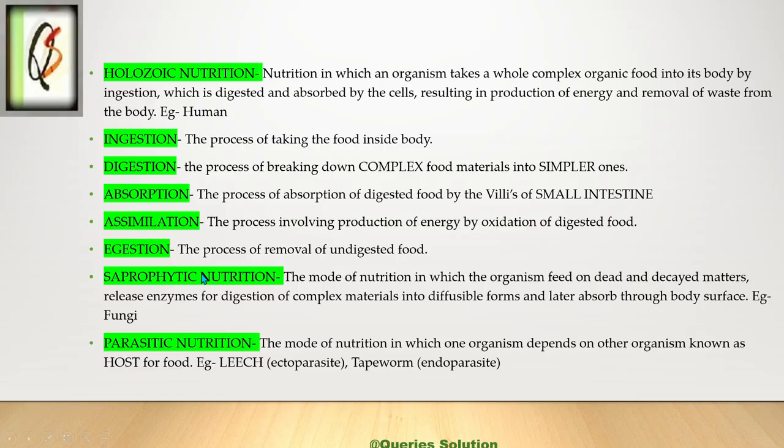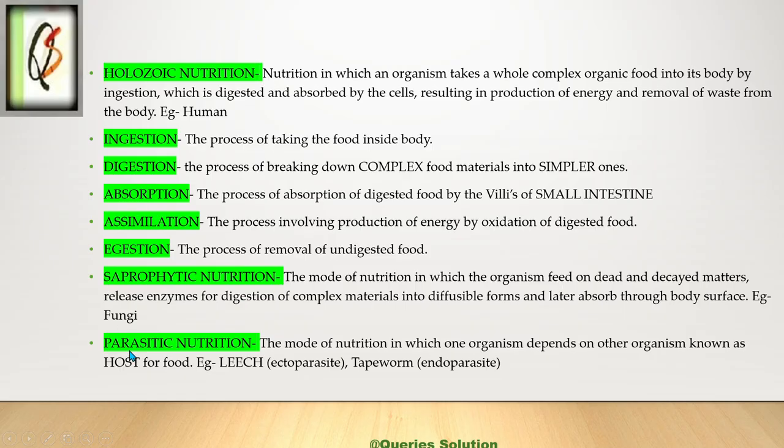Again, based on NCERT and CBSE, a small introduction is given regarding the different modes of nutrition also. So let us quickly check that out. What is saprophytic nutrition? The nutrition seen in the case of fungi. So what is that? The mode of nutrition in which the organisms feed on dead and decayed matter. This is very important. How does the organism obtain nutrition? They obtain the nutrition from dead and decayed matter by releasing enzymes for digestion of complex material into diffusible forms, and later absorption of these materials by their body surface is what makes up the saprophytic mode of nutrition.